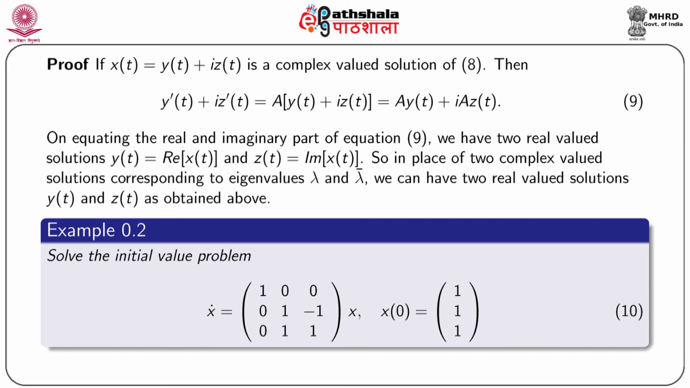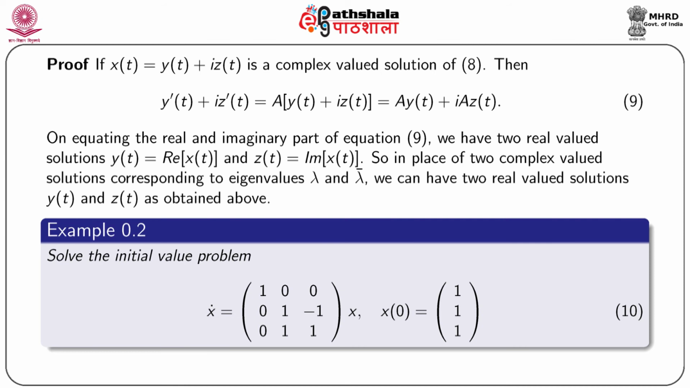Now, from this matrix we first find the characteristic equation, which by definition is determinant of A minus lambda I is equal to 0. That is, in this matrix A, which is 1 0 0, 0 1 minus 1, and 0 1 1, we write A minus lambda times I, where I is the unit matrix 1 0 0, 0 1 0, 0 0 1, and lambda is the eigenvalues which we need to find out.